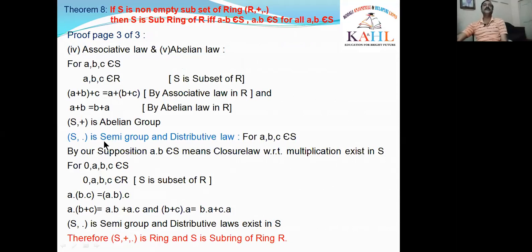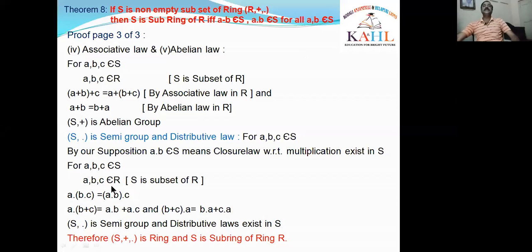Okay, right. What we have proven in that semi group is that the first law, closure law, exists, and the second one is associative law with respect to multiplication, and after that we want to prove distributive laws. For that one, I am taking that 0, A, B, C belongs to S. Because S is subset of R, all the elements of S are in R. That means all these four elements of S are also in R. So 0, A, B, C belongs to R. 0 is not needed here. We can take A, B, C in R.